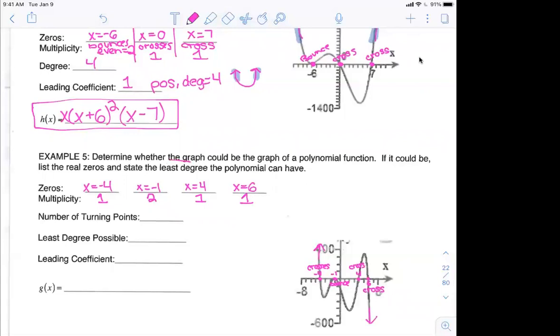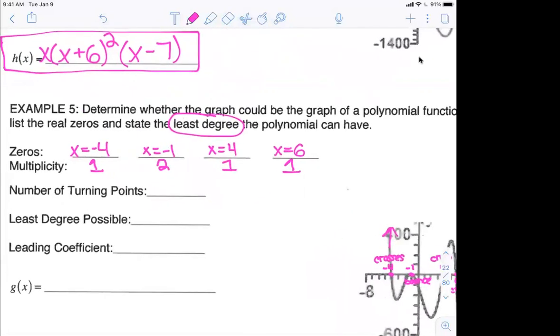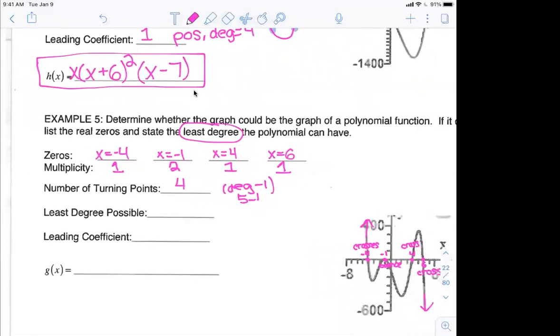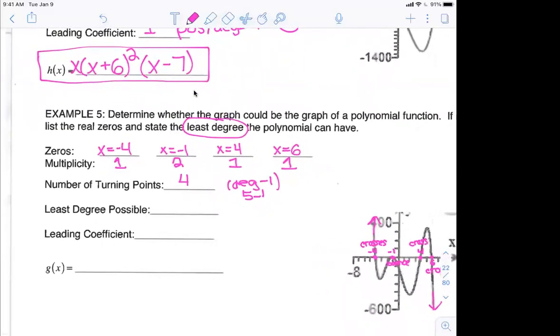Again, I went with the least degree. For instance, that even one is 2. I didn't list 4 because I want the least degree possible. The number of turning points is degree minus 1. So for this example, our degree is 2 plus 1 plus 1 plus 1. We've got 5. So 5 minus 1 gives 4 turning points, and the least degree possible there is 5.